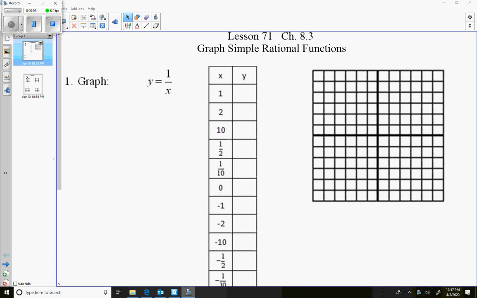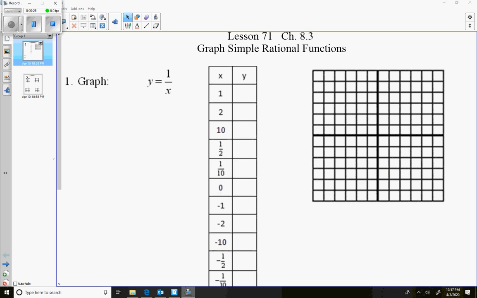All right, today we are looking at lesson 71, from chapter 8.3. Now we are looking at graphing your simple rational functions. So another quick sketch quiz. Rational means it can be written as a fraction. So our parent function for our rational functions is simply y equals 1 over x.